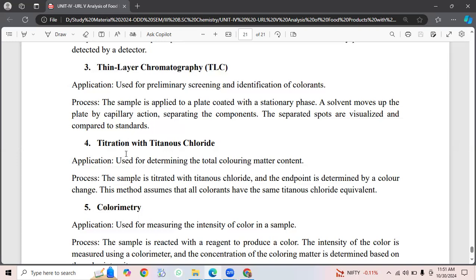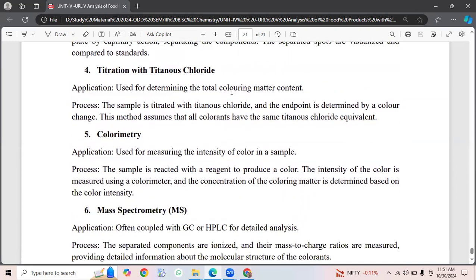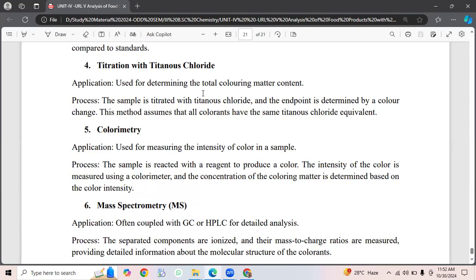The next method is titration with titanium chloride. It is useful for determining the total coloring matter content, how much color is present in the food product. The sample is titrated with titanium chloride. The titanium chloride solution is titrated against the sample. Then the endpoint is determined by a color change. This method assumes that all colorants have the same titanium chloride equivalent. So by doing this experiment, we can identify the total coloring content of the sample.